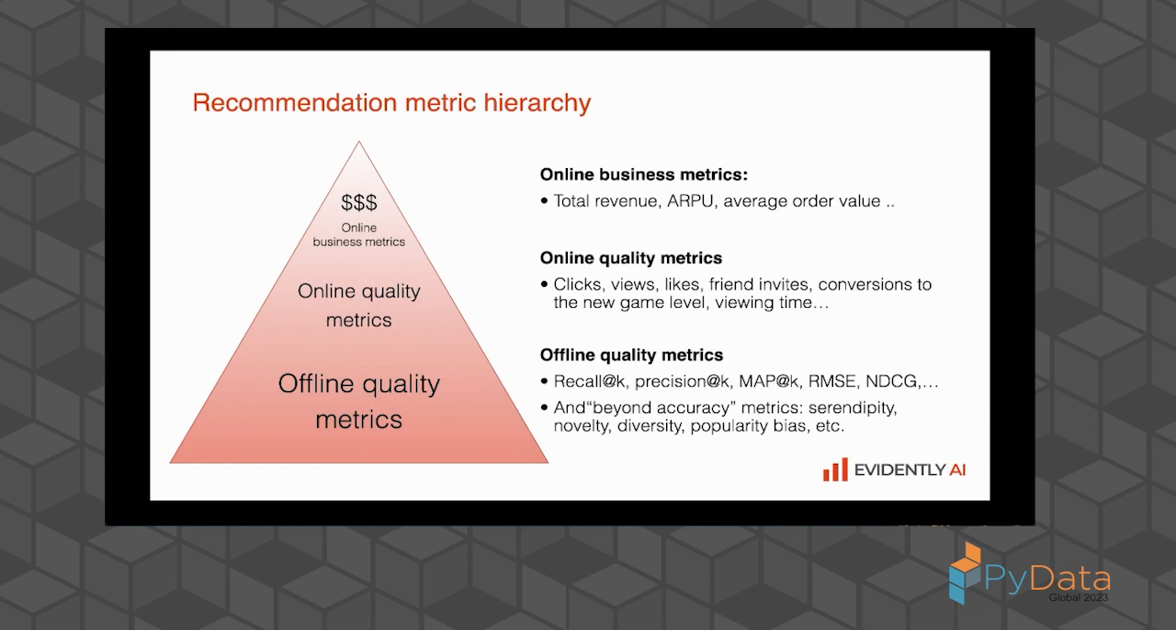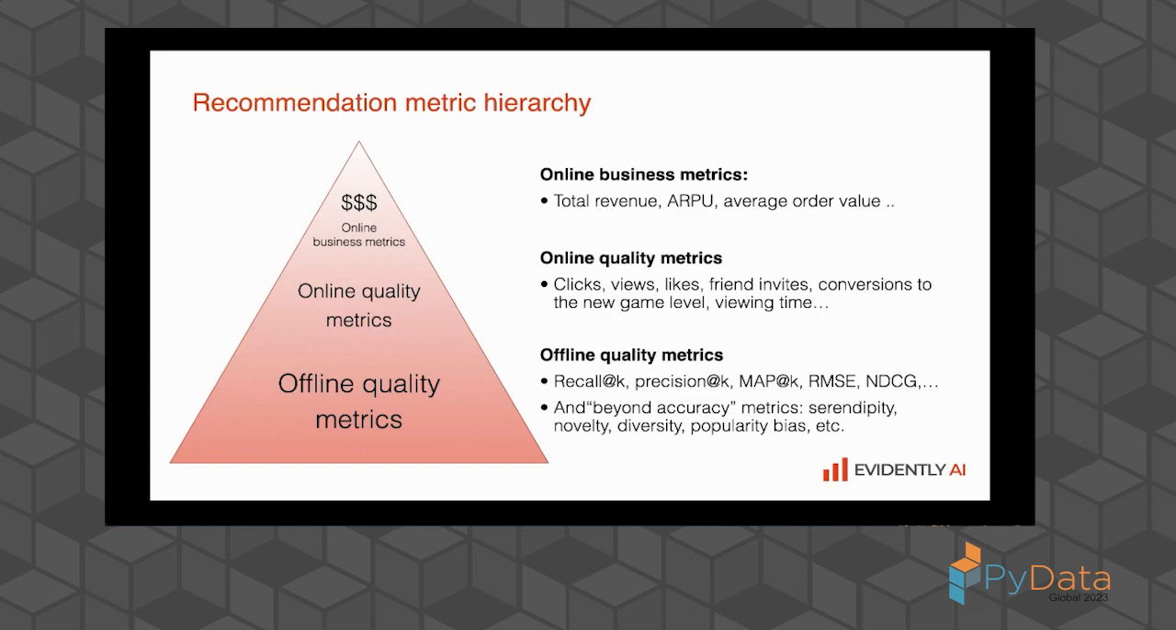Then you can go down to online quality metrics, and the trick here is that we need to find some proxy metrics which are closely connected to our revenue metrics, but can be easily calculated online, like clicks, views, friend invites, maybe conversion from one game level to the other for online games. It's very dependent on the problem statement, right?